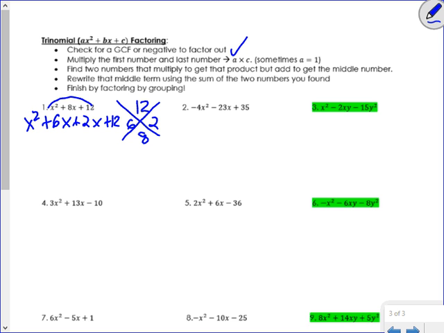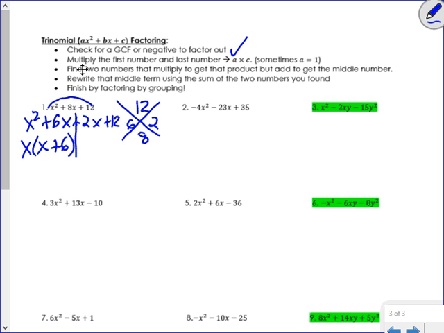Okay? So now I'm going to draw, this is a continuation of what we were just doing. It really builds on top of itself. So I'm going to draw a line down the middle. What's the GCF on the left side? They both have an x in common. So I pull out the x, I have x plus 6 left behind.